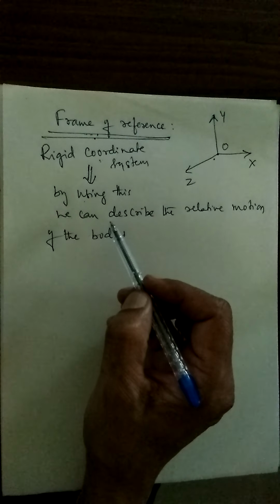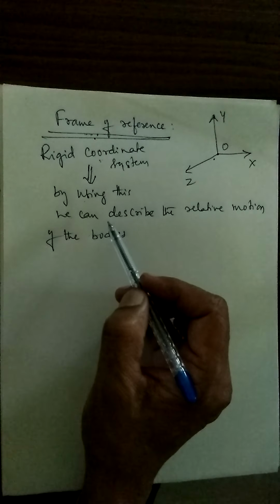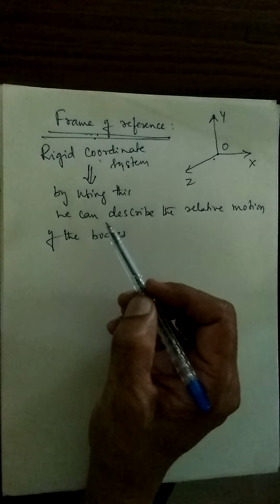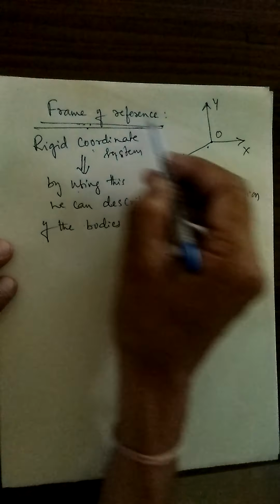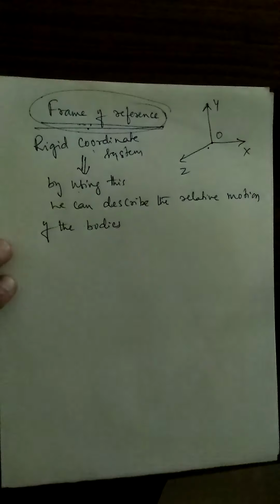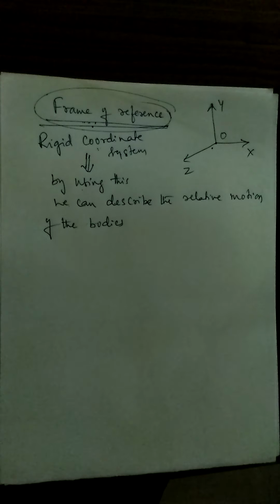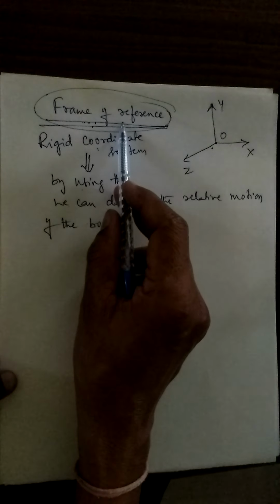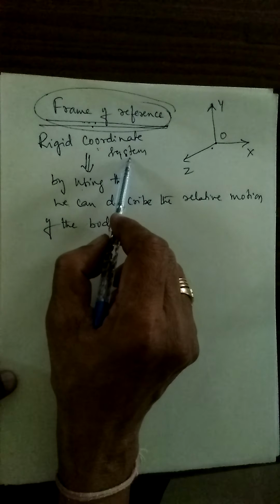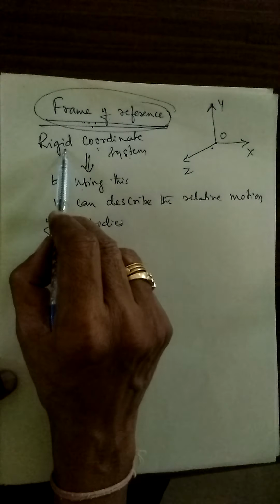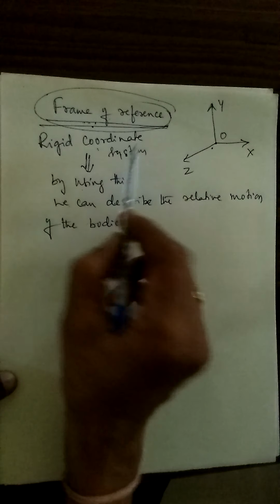I think in first year PUC you are already aware of relative motion. All these ideas we can explain by making use of a frame of reference. So what do you mean by a frame of reference? A frame of reference is a rigid coordinate system.